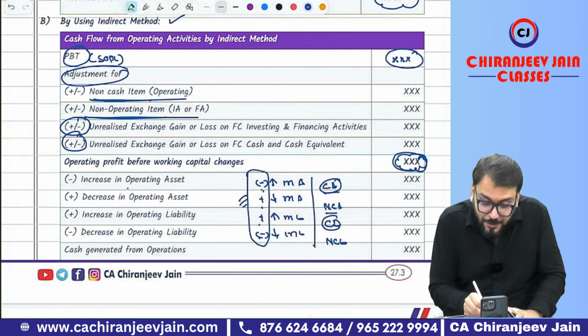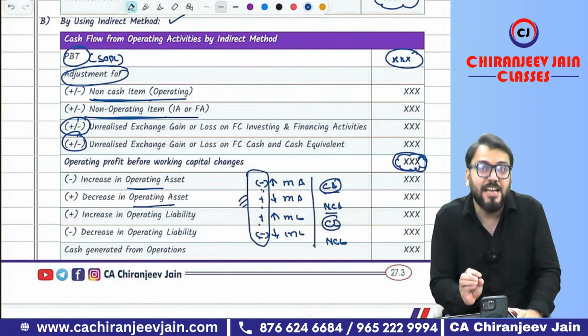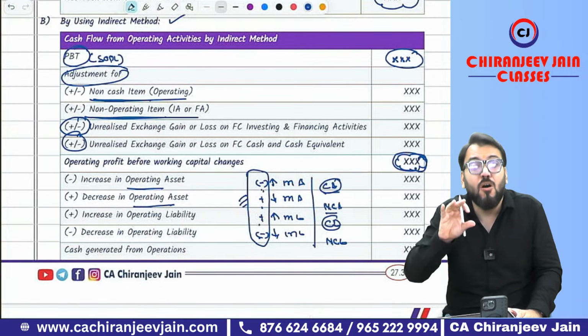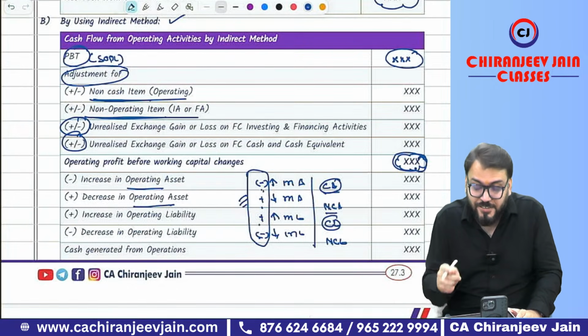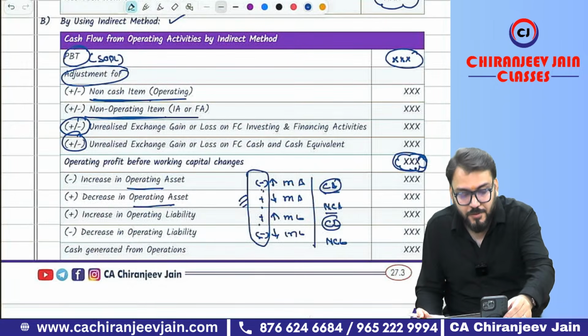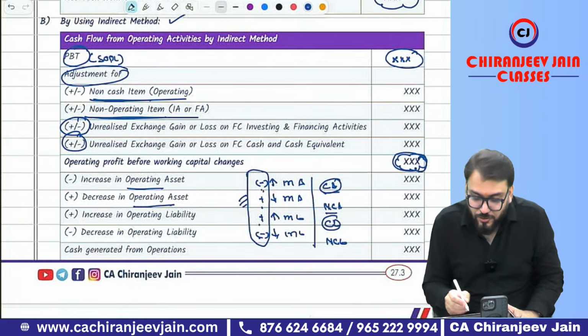I have written operating asset. Operating asset means we are discussing operating assets. So we are doing changes in working capital. Working capital means items which are operating in nature. So an operating asset can be current, can be non-current. Got this point? Have you understood this point?